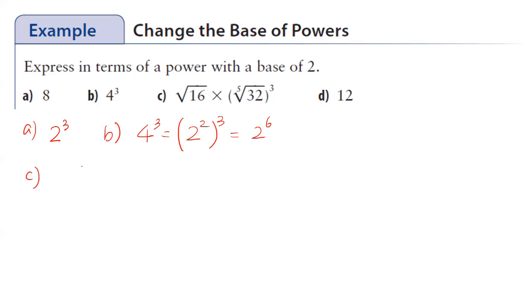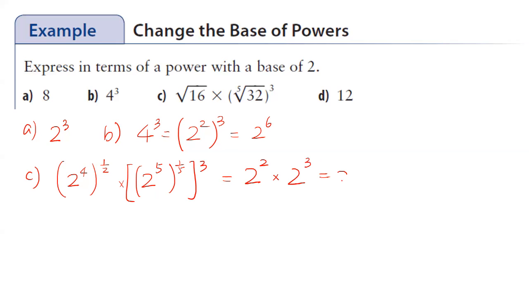And question C, note here 16 is actually 2 raised to the power of 4. And then raised to the power of 1/2, then multiplied by 32. 32 is 2 raised to the power of 5, right? And then to the power of 1/5, and then to the power of 3. So this is 2 raised to the power of 2 times 2 raised to the power of 3, which is 2 raised to the power of 5.